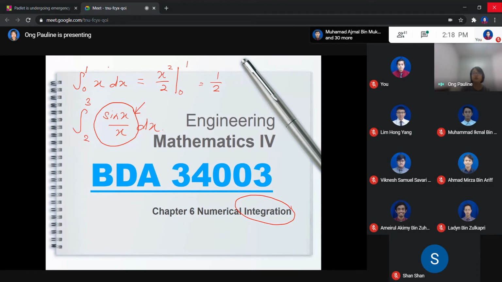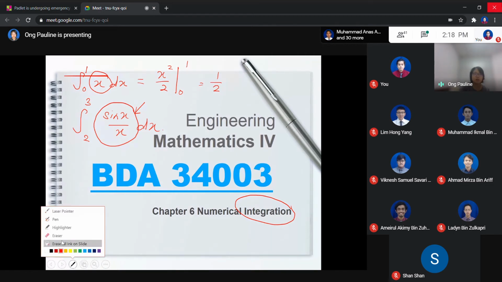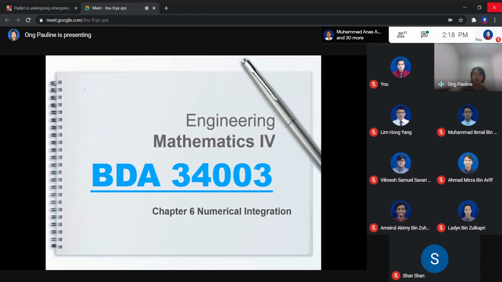For a simple function like this, I think you have no problem doing the integration using calculus. However, if we have very complex functions like this, we might face the problem of how to get the integration of such a complex function. If we do not know how to integrate it analytically, we can seek the help of numerical methods. So this is the first reason why we need to learn numerical methods, numerical integration.